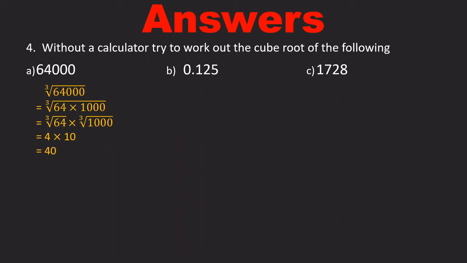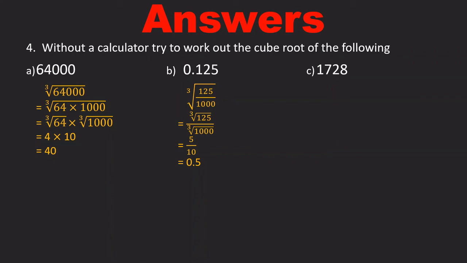0.125 as a fraction would be 125 thousandths. So we're doing the cube root of 125 over 1,000. That's the cube root of 125 over the cube root of 1,000. Now the cube root of 1,000 should be easy. The cube root of 125 is 5. So that's 5 over 10, 5 tenths, or 0.5, a half.